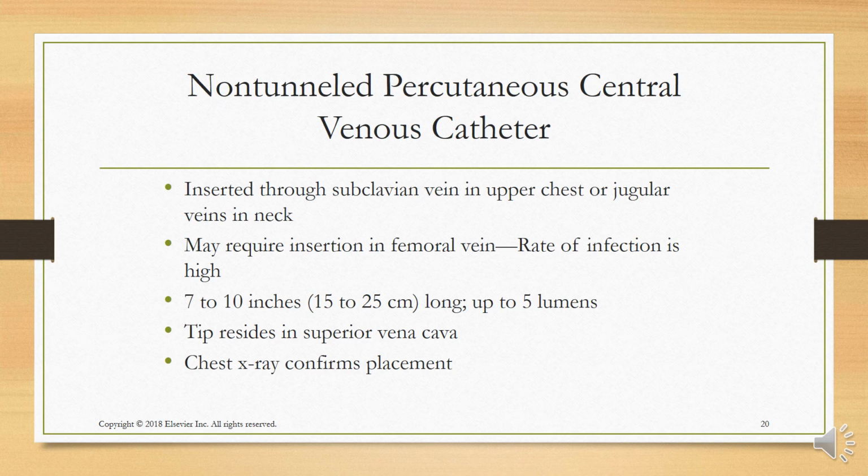Okay. So the tip usually resides in the superior vena cava if you do a subclavian, and of course chest x-ray always confirms placement. So most central lines are going to be in the superior or inferior vena cava, and if they're in the superior vena cava, we're going to make sure they're as close to the entrance to the right atrium as we can get.